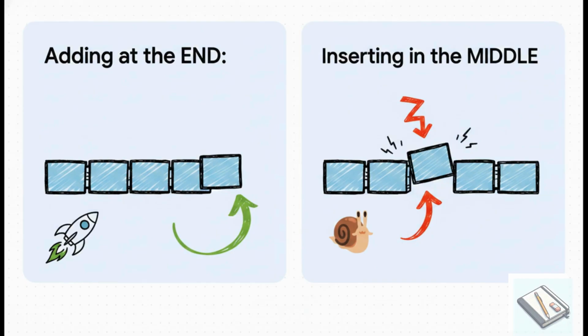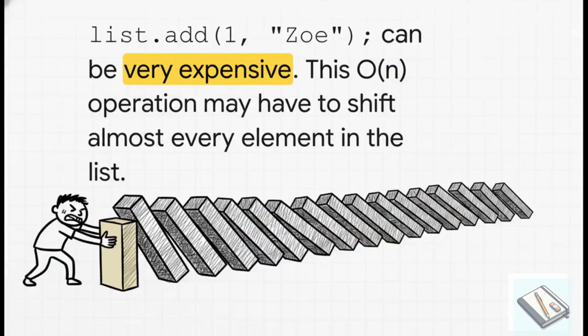That's a linear time, or O(n) operation, and it gets slower and slower the bigger your list is. Just look at this line of code. We're adding zero at index 1. Seems harmless, right? But if that list already has 1 million items in it, this one simple line forces the computer to move 999,999 other items.